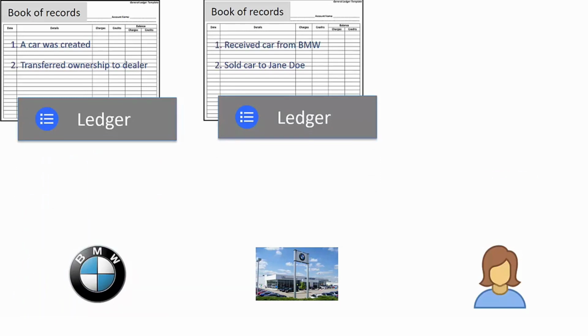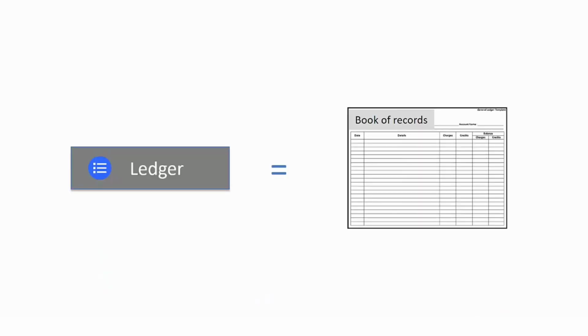That is, the car manufacturer is maintaining its own ledger and the car dealer is maintaining its own ledger. So in essence, the ledger is the book of record which is maintained by each of the entities involved in the exchange of value. And the entities do not have visibility into each other's book of records or the ledger.